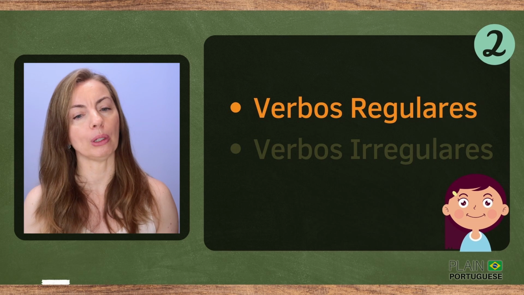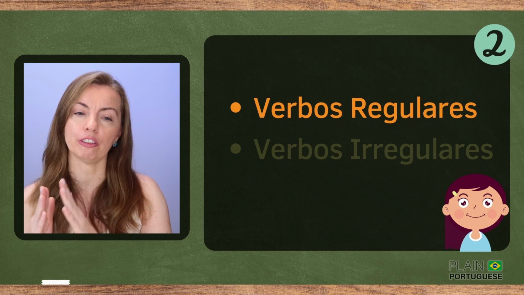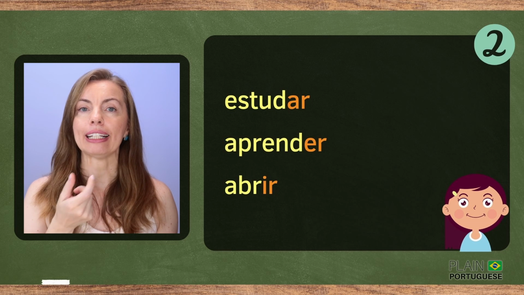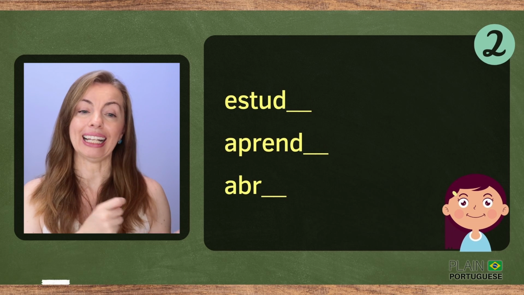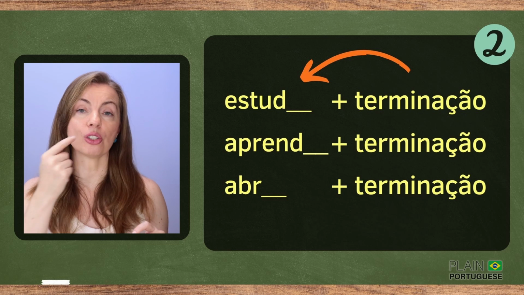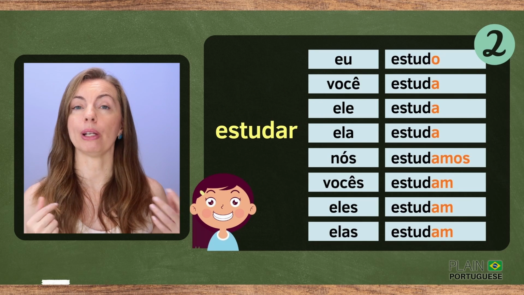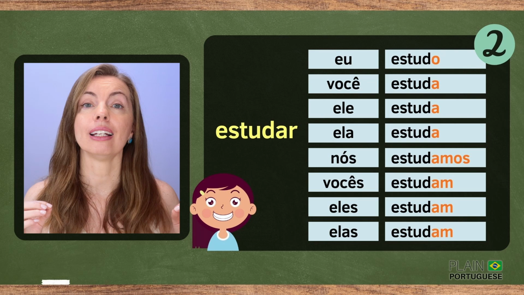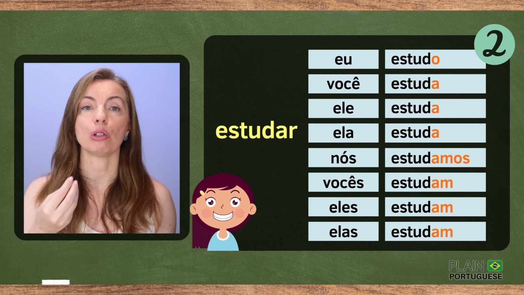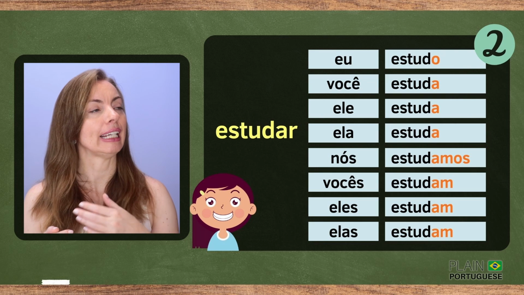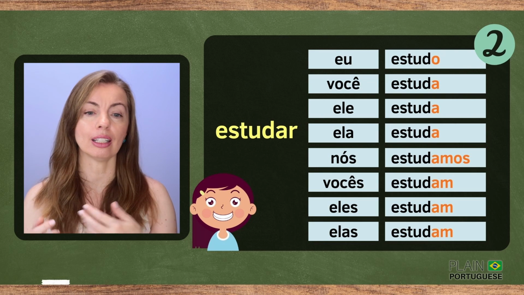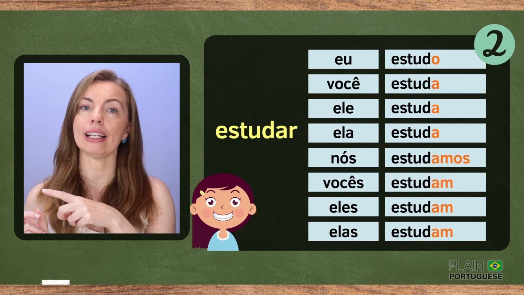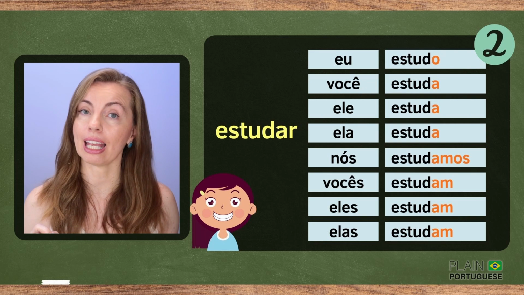Well, let's take a quick look at how regular verbs are conjugated in the present tense. You will drop the final AR, ER, IR endings and add the following endings to the stem. Examples: when it comes to AR ending verbs, drop the final AR and add the following endings in the present tense, yeah? Eu estudo, você estuda, ele estuda, ela estuda, nós estudamos, vocês estudam, eles estudam, elas estudam.